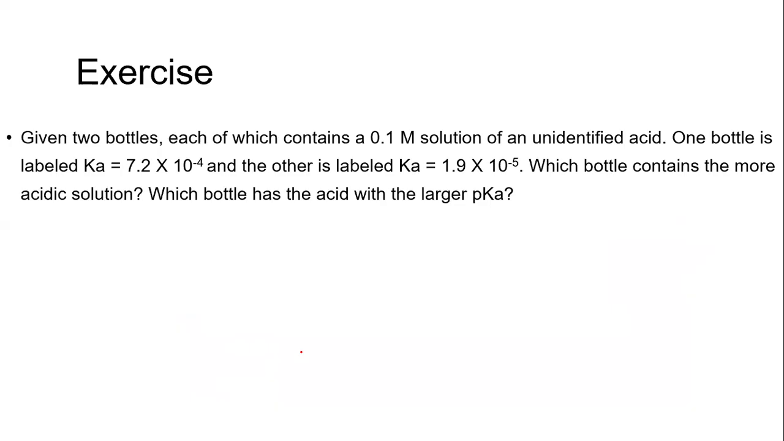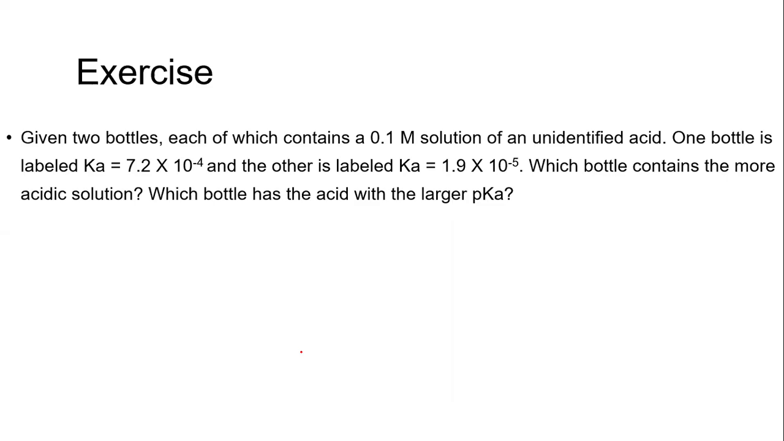Given two bottles, each of which contains 0.1 molar solution of unidentified acid. One bottle is labeled K is equal to 7.2 times 10 raised to the power -4, and the other is labeled K 1.9 times 10 raised to the power -5. Which bottle contains more acidic solution, and which bottle has the acid with larger pK?